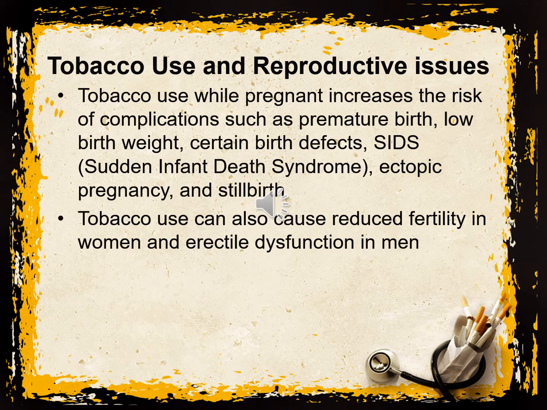Tobacco use and reproductive issues. Tobacco use while pregnant increases the risk of complications such as premature birth, low birth weight, certain birth defects, SIDS, which is sudden infant death syndrome, ectopic pregnancy, and stillbirth. Tobacco use can also cause reduced fertility in women and erectile dysfunction in men.